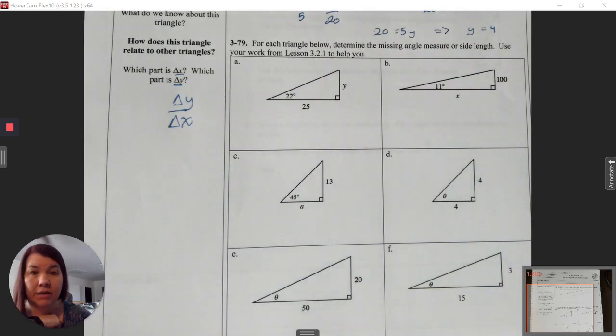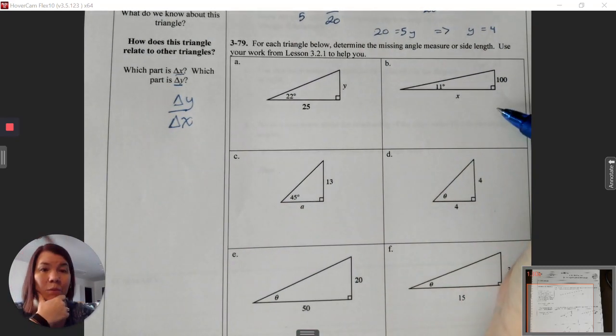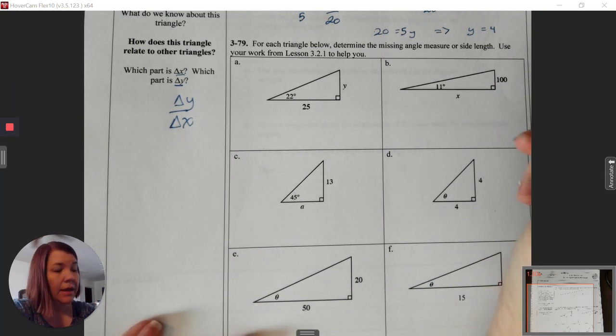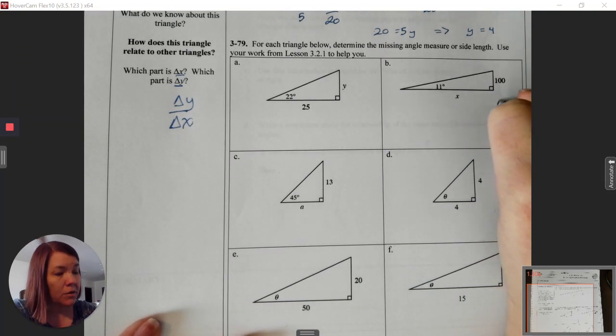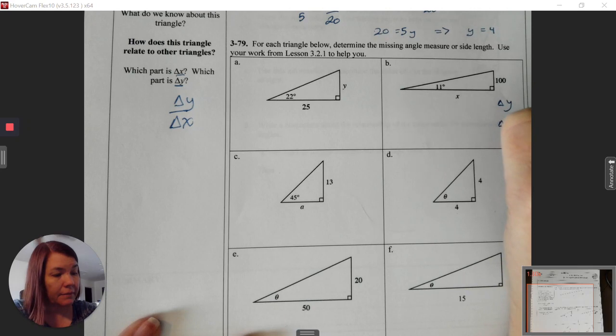So let's see what we can do, because in these last three we're looking for angles, and in the front two they've given us an angle. So B is exactly like the one we just did, except for what is missing. So delta y and delta x.